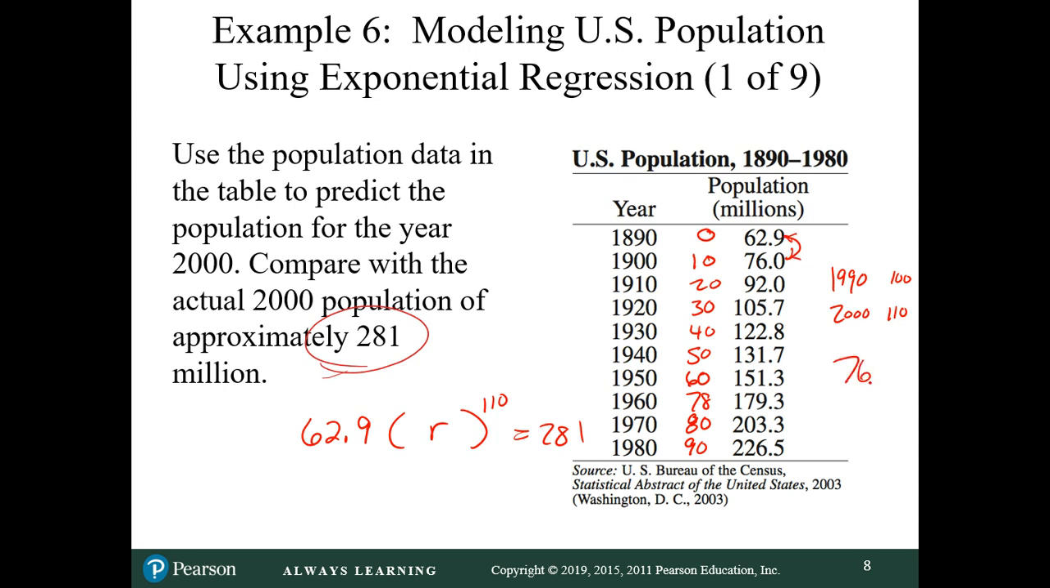What's 76 divided by 62.9? Somebody on a calculator. 76 divided by 62.9. 1 point what? I need a couple decimals. 1.208. Now, we hope that it's somewhere close to 281. If you take 62.9 times 1.208 to the 110th power, what does it work out to be?